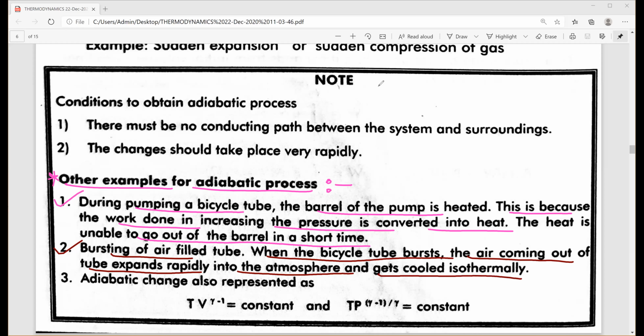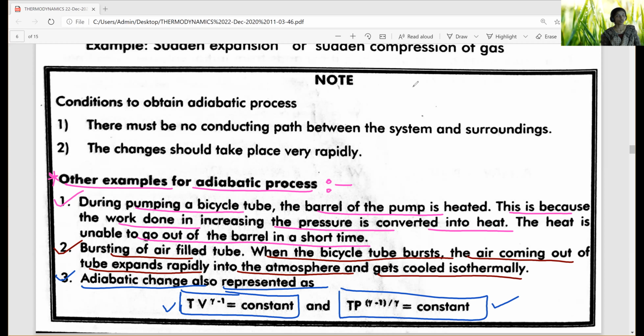And here, adiabatic change can also be represented as TV raised to gamma minus 1 is equal to constant, or it can also be represented as T P raised to gamma minus 1 is equal to constant. This is in terms of volume, and this is in terms of pressure. So this is all about the meaning of adiabatic process, some of the conditions of adiabatic process and some examples of adiabatic process. Next we shall derive one of the important expressions for adiabatic process. Let us see that.